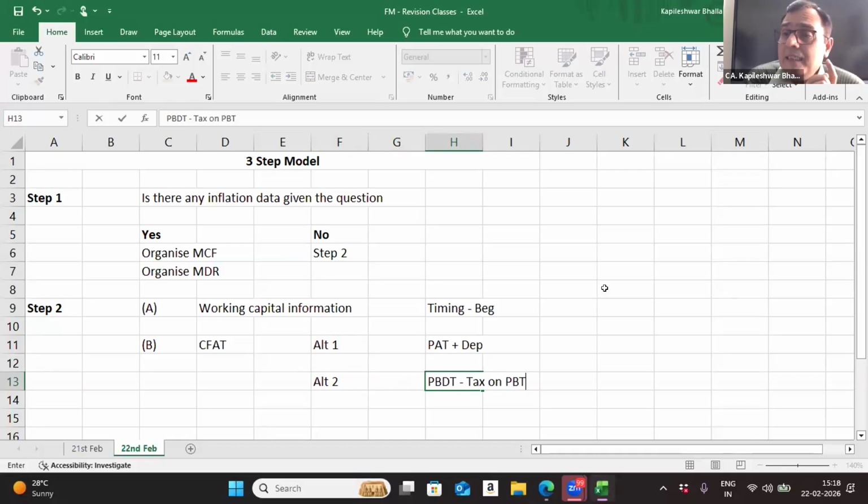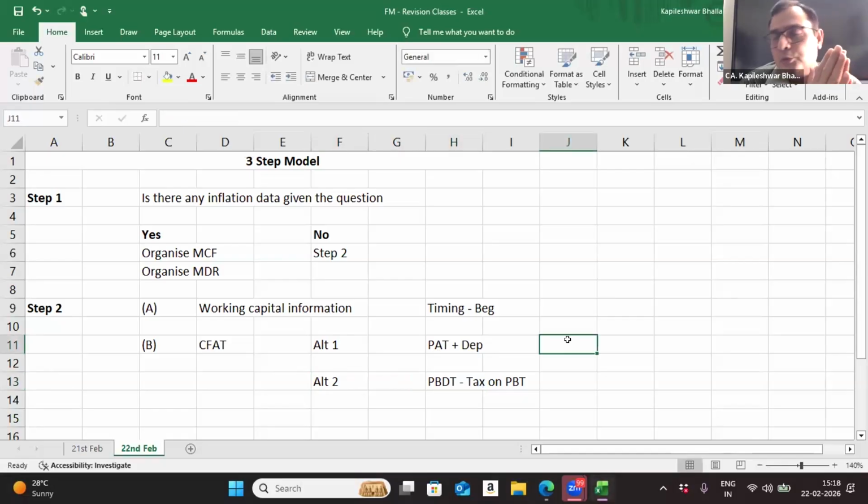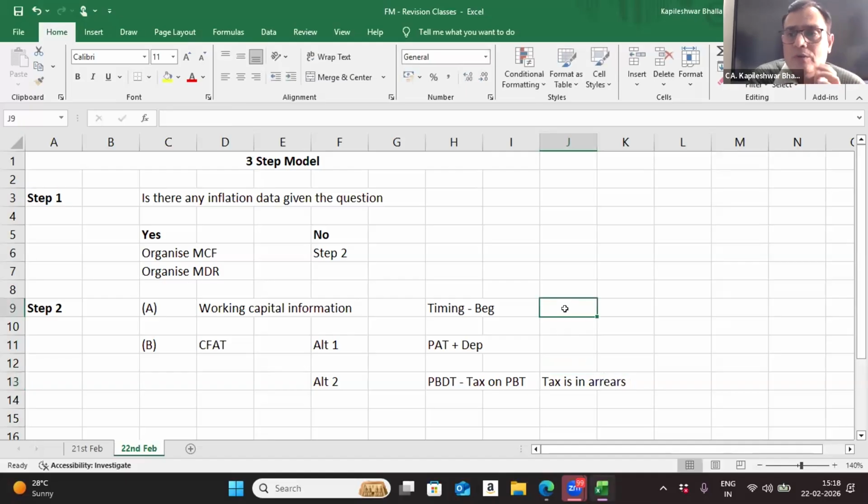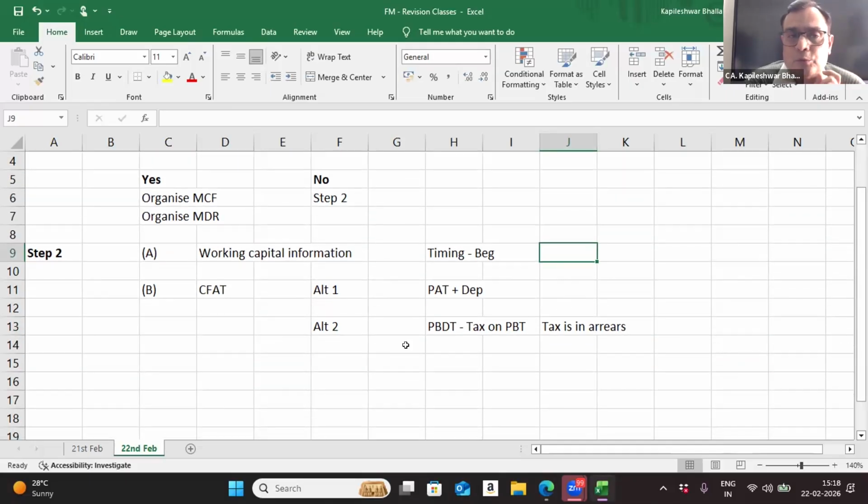Now, ideally, you're free to use any approach you want, but I think there is going to be a specific situation where we would prefer the second alternative. I would say that if your tax is in arrears, then which approach do you think is more preferable? I'm saying preferable, though you can do anything. But if there is supposed to be a tax in arrears, we're going to use the second alternative. So if in the question the tax is in arrears, then we are going to use the second approach. Though technically speaking, it doesn't make a difference, but I think it is still preferable to use the second approach.